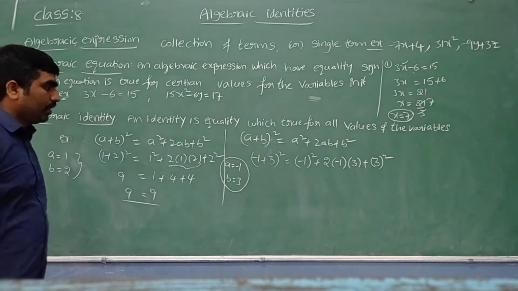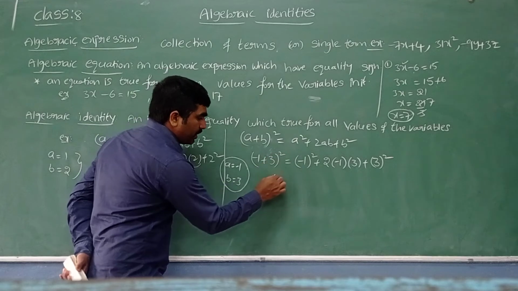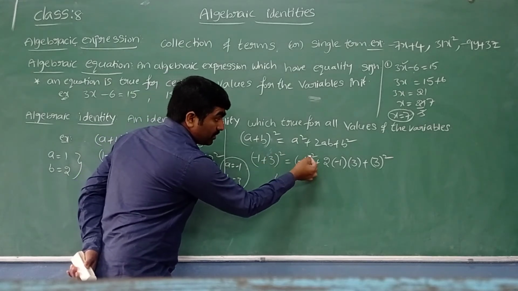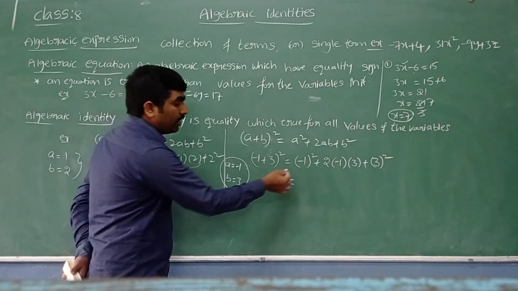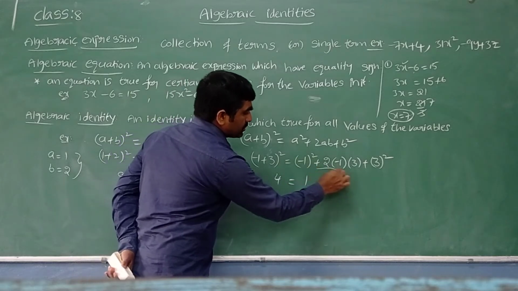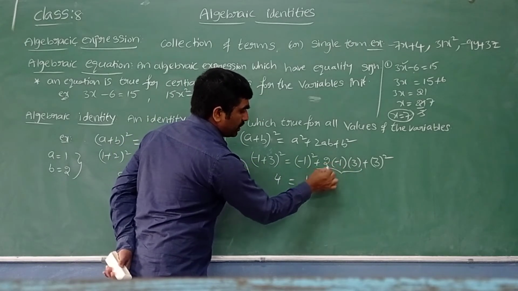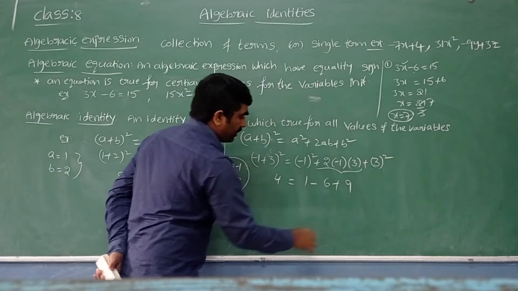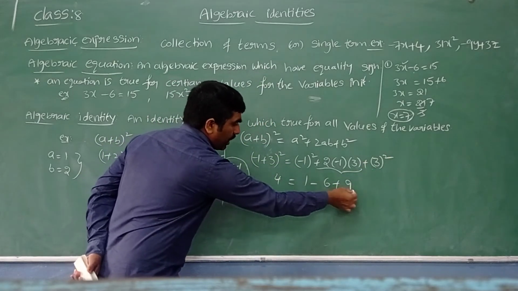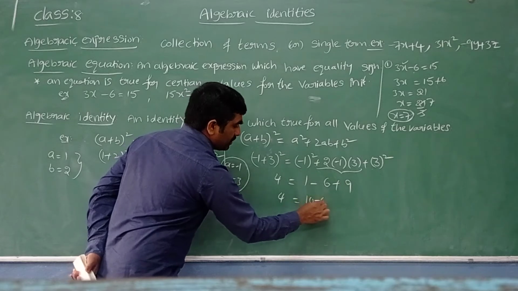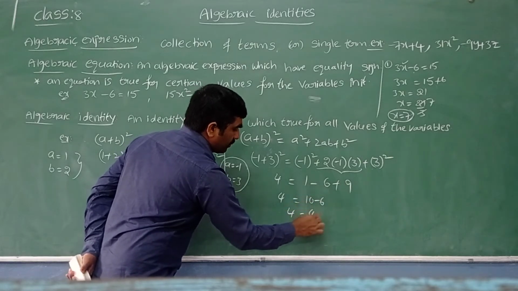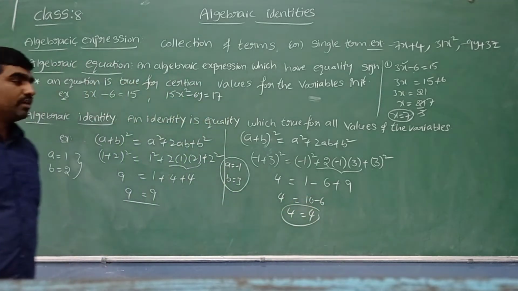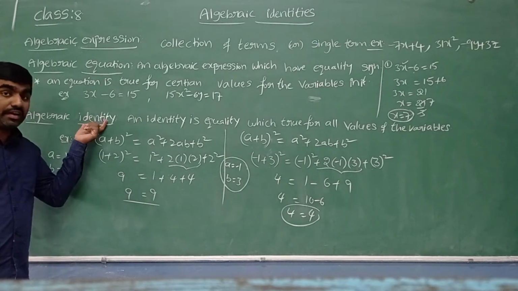Simplify this now. Minus 1 plus 3 is 2, 2 square equals 4. When the power is an even number, minus will become plus. 1 square means 1. This is completely one term. Plus 2 into minus 1 into 3: 2 times 1 is 2, 2 times 3 is 6, so minus 6. Plus 3 square is equal to 9. So 4 is equal to 9 plus 1, 10, minus 6. 4 is equal to how much? 4. It is true. So this is the speciality of an identity.